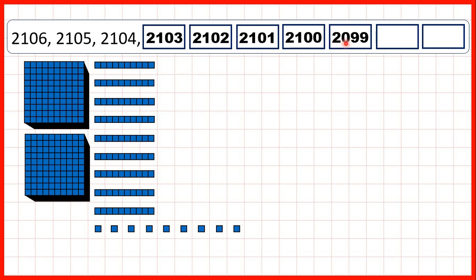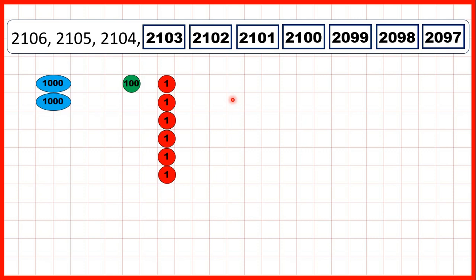If we ignored the 0, we would have written 299, but these blocks here are thousands, not hundreds, so to show that, we need a 0 in our hundreds. And then we can continue counting back until we get to 2097. We could also show the counting using place value counters.